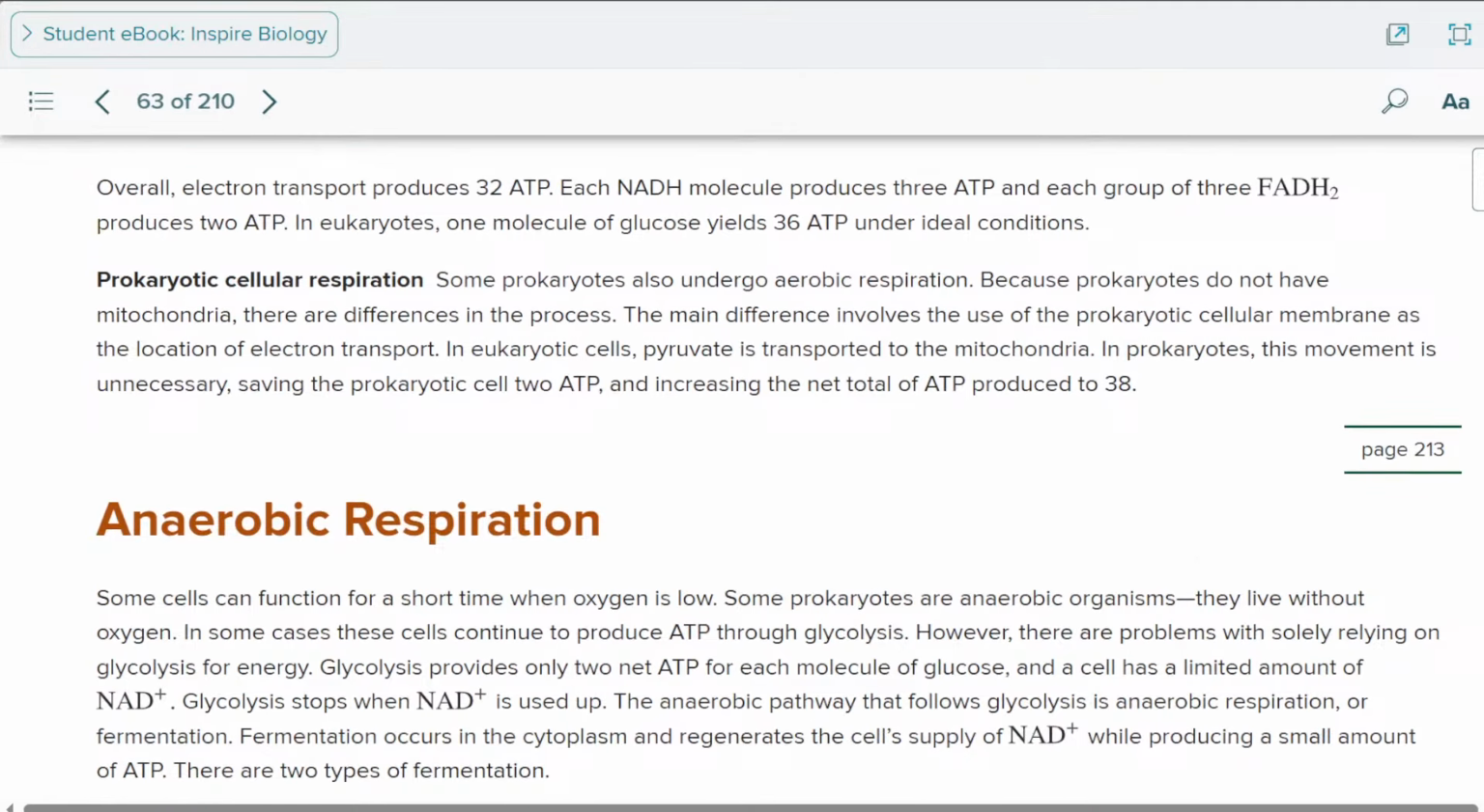Okay. So the prokaryotic cellular respiration, some prokaryotics also undergo aerobic respiration. Because prokaryotics do not have mitochondria, there are differences in the process. The main difference involves using a prokaryotic cellular membrane as the location of electron transport. In eukaryotic, pyruvate is transported into the mitochondria. In prokaryotic, this movement is unnecessary, saving the prokaryotic cell 2 ATP and increasing the net total of ATP produced to be 38. Do we get that?